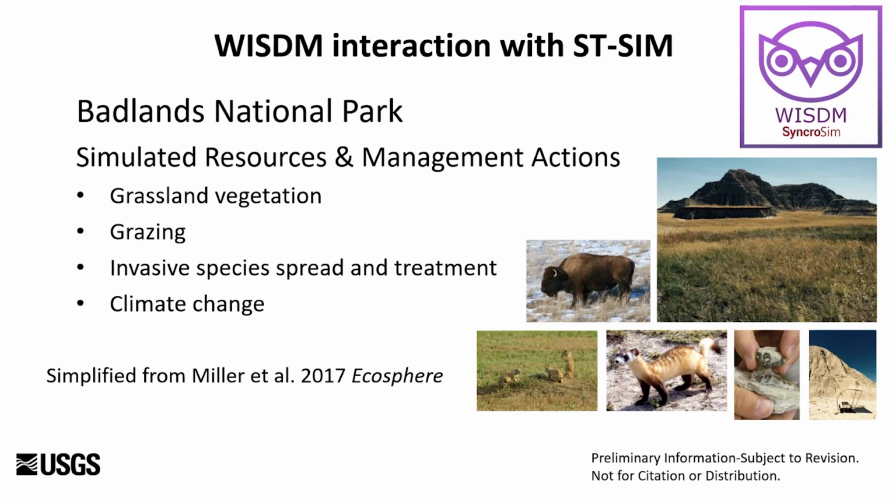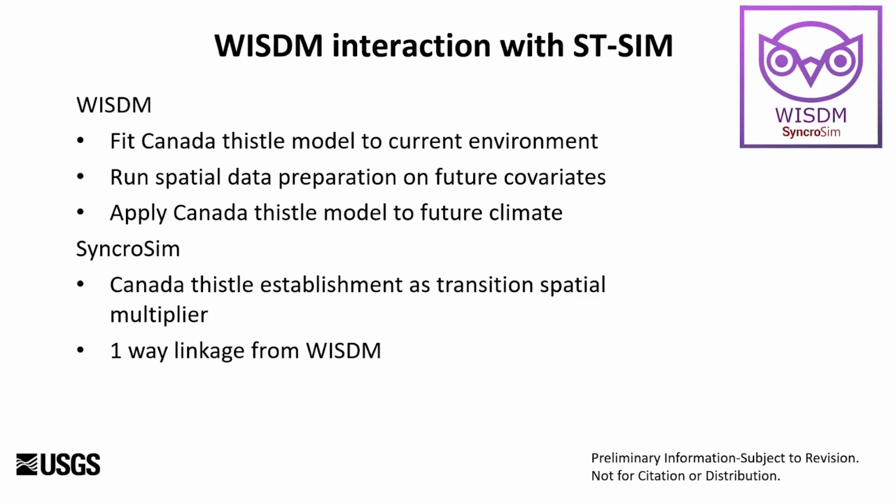And so for the invasive species spread and treatment, where that species could establish on the landscape was determined by the outputs from a habitat suitability model. For that, the main species of concern within Badlands National Park was Canada thistle. So within WISDM, we fit a model for Canada thistle to current environmental conditions. But as I mentioned on the previous slide, one of the things they were concerned with in the park was climate change and how it would affect those other things.